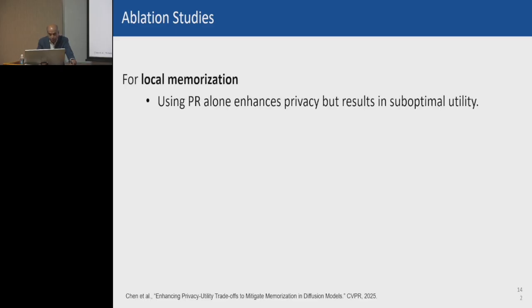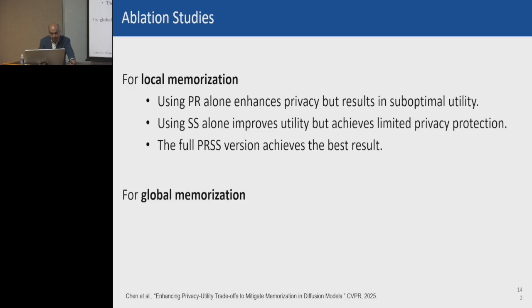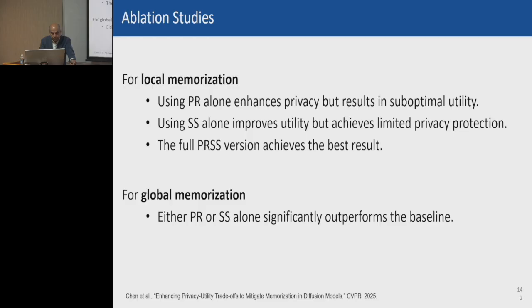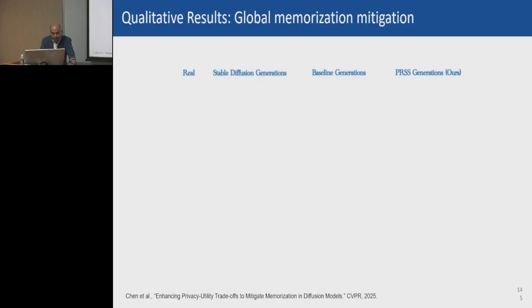Okay, so using PR alone enhances the privacy but results in suboptimal utility. Using SS, the semantic search alone, improves utility but achieves limited privacy protection. But when you use both, we get the best results. So for global memorization, either PR or SS is fine, but for the local one, we need both, and that's the idea. Okay, so let's look at some qualitative results.